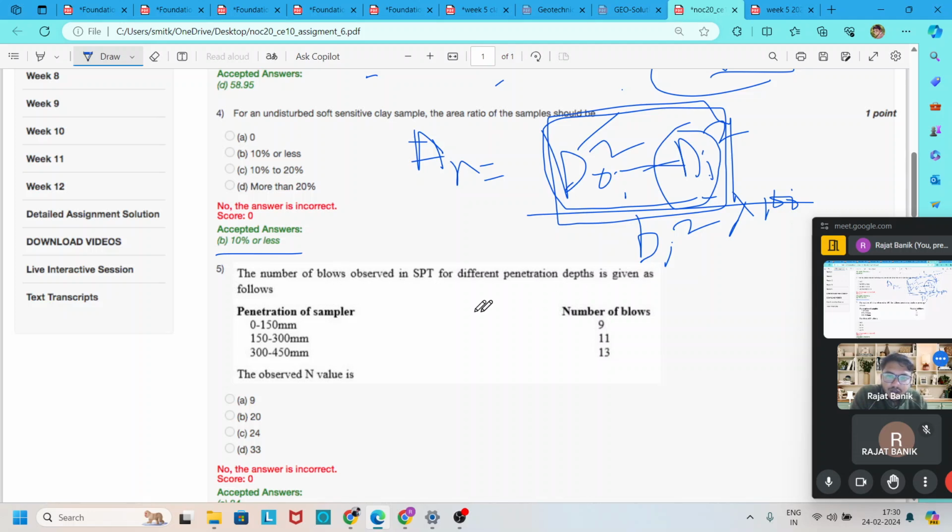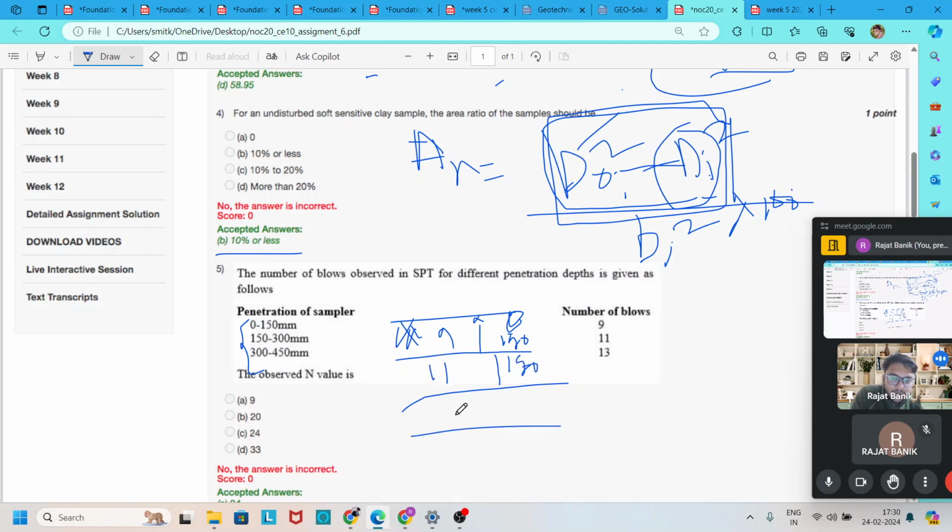SPT numbers are given for a depth profile of different layers. Consider the ground surface as 0. At a depth of 150 mm, the SPT number is 9, for the next 150 mm the SPT number is 11, and for the next 150 mm the SPT number is 30.